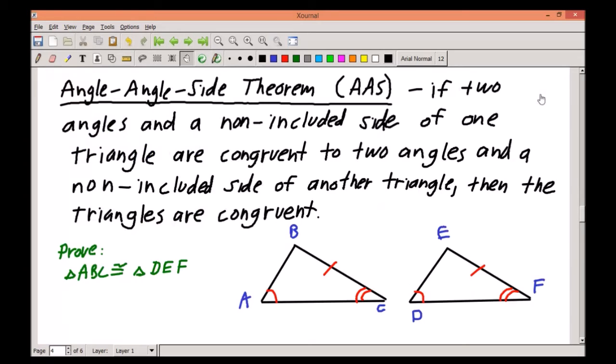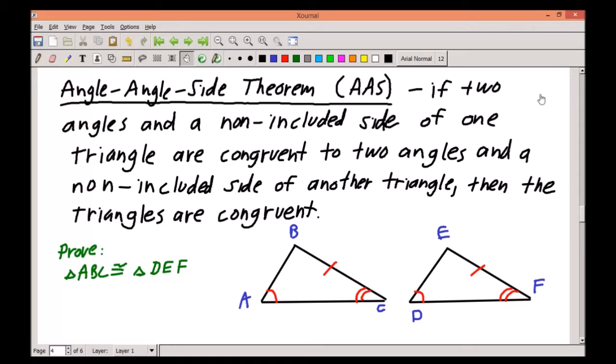Okay, so the second of 3 new techniques we're learning today to prove 2 triangles congruent is actually our first theorem. Those first 3 ways were actually postulates. So we're going to prove this one. This one's called the angle-angle-side theorem, abbreviated AAS. It says if 2 angles and a non-included side of one triangle are congruent to 2 angles and a non-included side of another triangle, then the triangles are congruent.